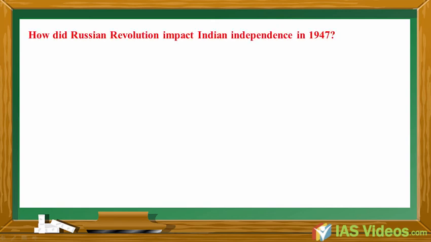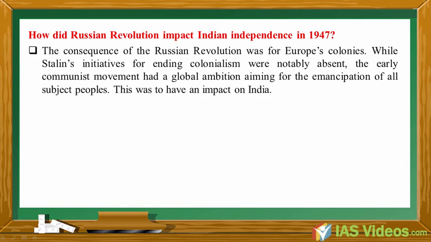How did the Russian Revolution impact Indian independence in 1947? The consequence of the Russian Revolution was for Europe's colonies. While Stalin's initiatives for ending colonialism were notably absent, the early communist movement had a global ambition aiming for the emancipation of all subject peoples. This was to have an impact on India.